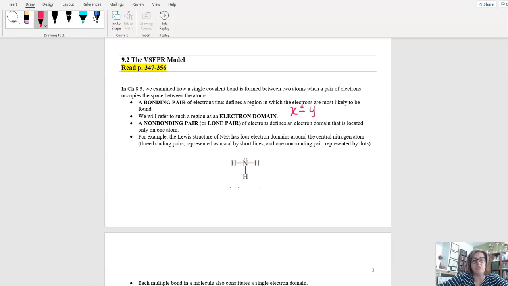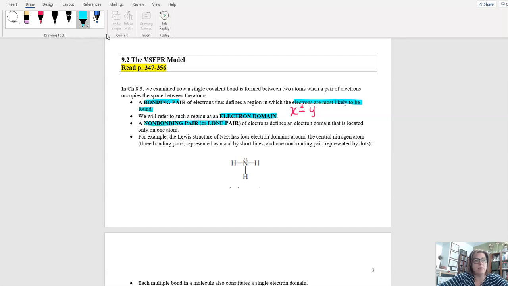Now, are they being shared equally or not? That's a whole other story. So in this bonding pair, it's where those electrons are most likely to be found. And we call this region by a specific name, electron domain. So this right here, this region where electrons are found, this is its electron domain. It's going to be very important that you don't confuse a couple new terms. So we got to make sure that we take this a little bit slow.